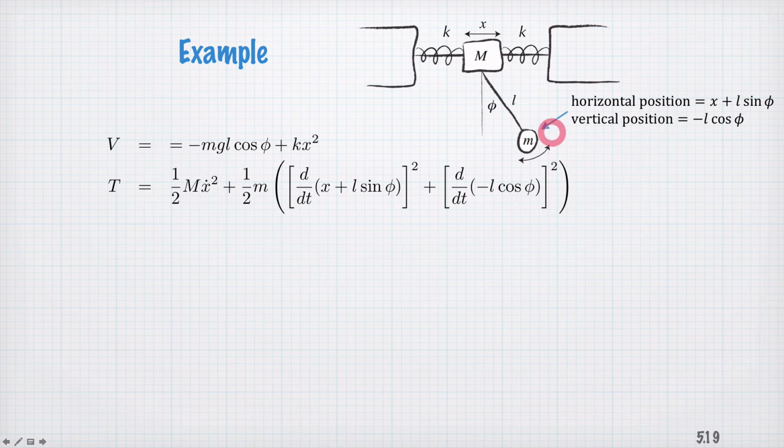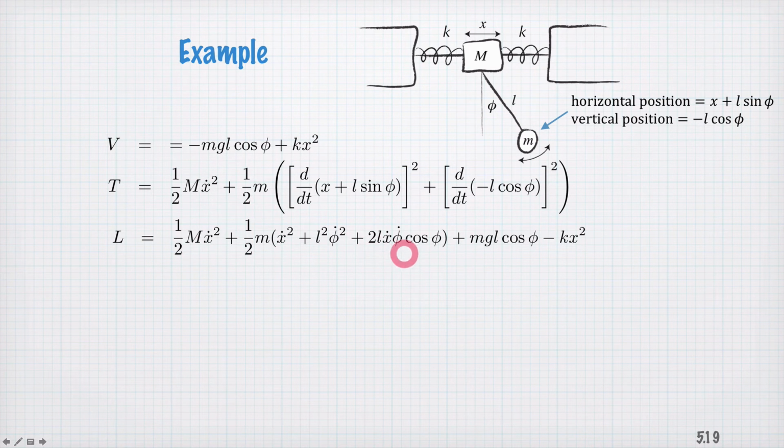The kinetic energy of the swinging part of the motion for mass little m is a half m, and then the total velocity of this mass squared. The total velocity of this mass squared is the horizontal velocity squared plus the vertical velocity squared. So the vertical velocity is the time derivative of its vertical position, and the horizontal velocity is the time derivative of the horizontal position. And adding these together, then we get the total kinetic energy. So this is quite complicated.